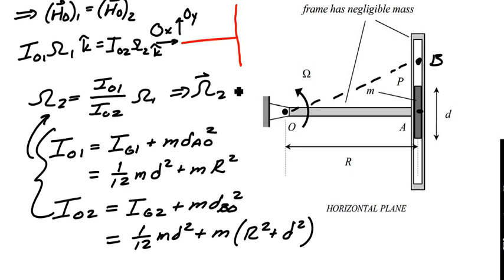And of course we know that omega 2, the velocity vector, will simply equal omega 2 in the k direction.